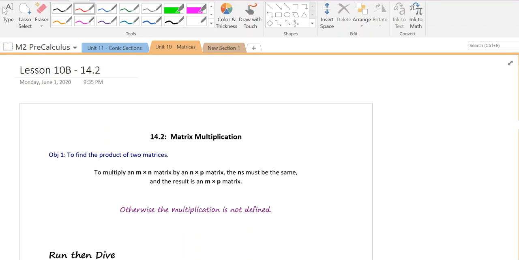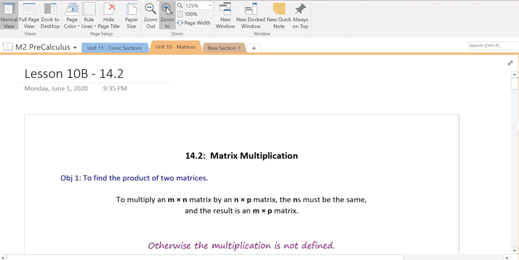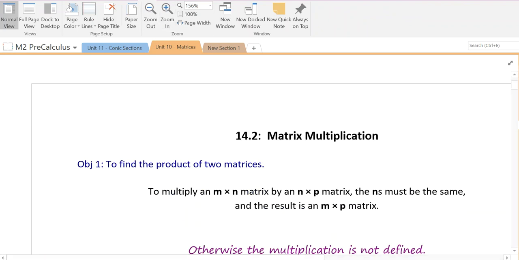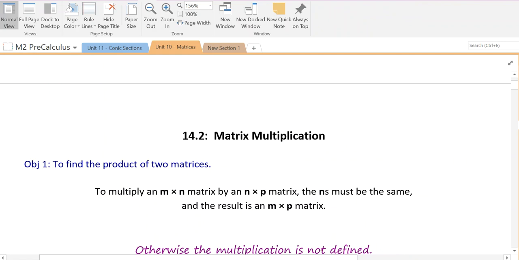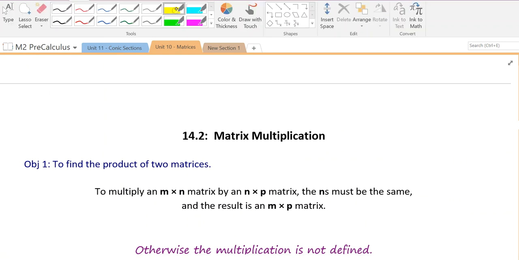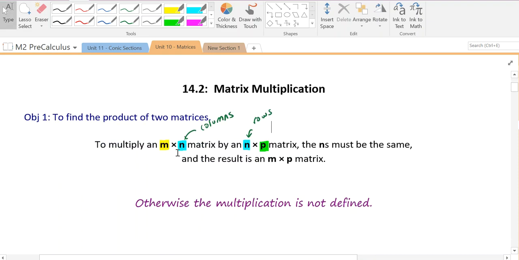So in order to actually multiply two matrices, you have to have the right dimensions. I'm just going to zoom in a little bit. The dimensions aren't necessarily the same, but if I have an m by n matrix, that can be multiplied by an n by p matrix. So it's that the number of columns in the first one must match the rows in the second one. Otherwise the multiplication is not defined.